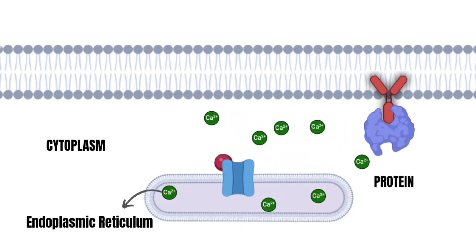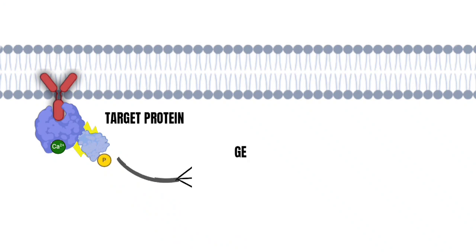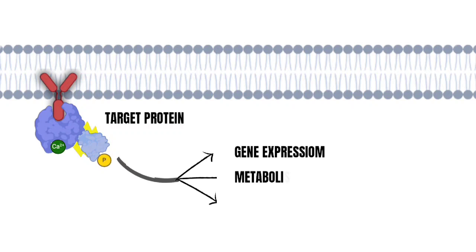The binding of the calcium with protein kinase C activates the enzyme. This enzyme is now ready to phosphorylate the target proteins. These phosphorylated proteins initiate various cellular responses, depending on the cell type, such as gene expression, metabolism, cell differentiation, or growth.